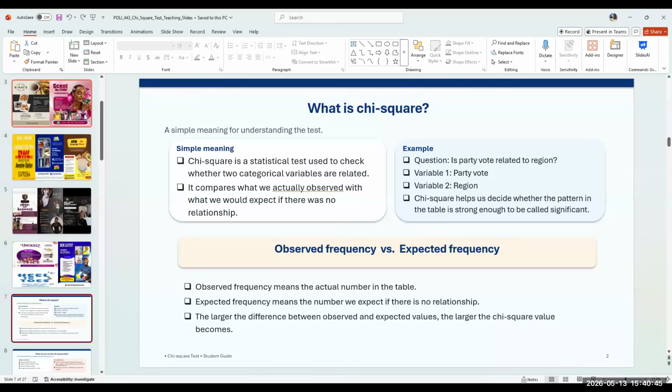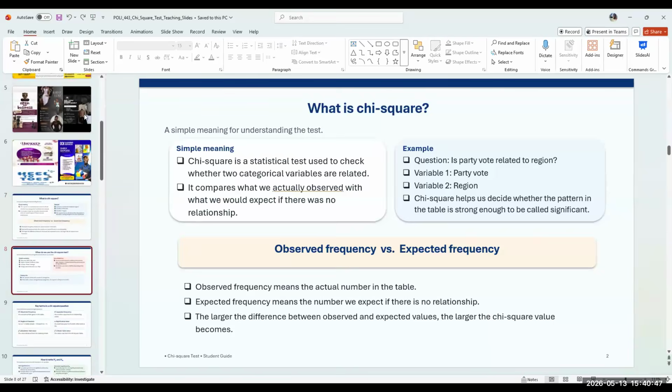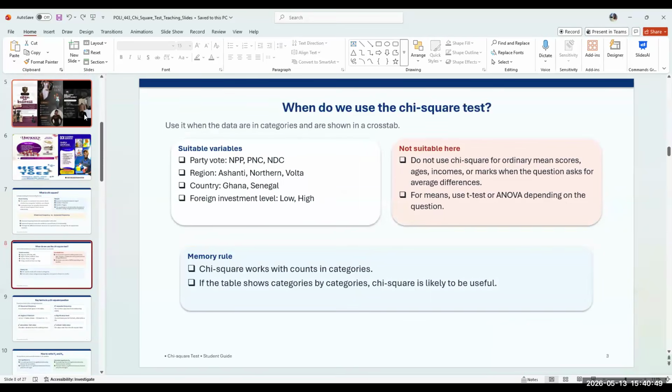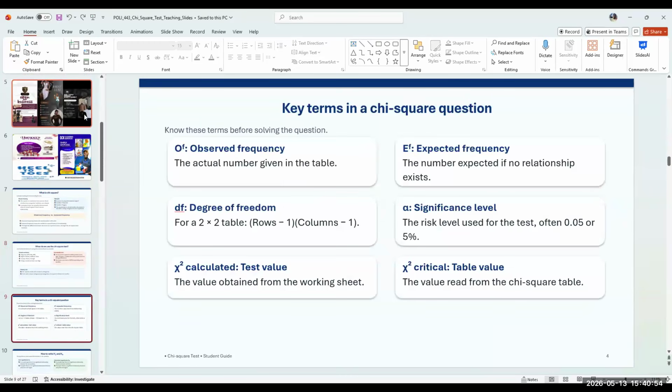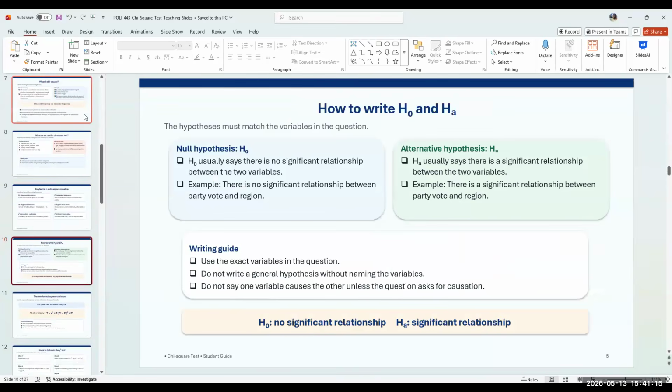So looking at what chi-square is, what the observed frequency and expected frequency are, we came in to look at how these variables are categorized. We spoke about the key terms in the chi-square question: the observed frequency, degree of freedom, expected frequency, and the significance level at 5%. There may be others, but at this level, what you are doing is 5%. We also spoke about the chi-square calculated in the test statistics, and the chi-square from the table.